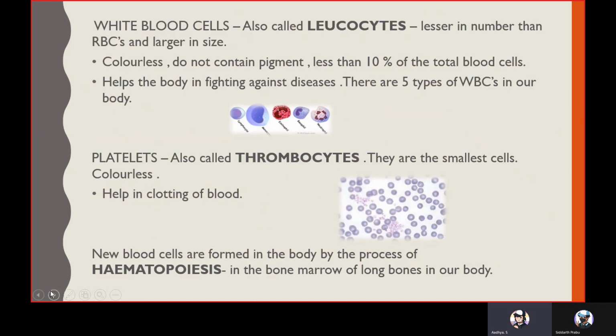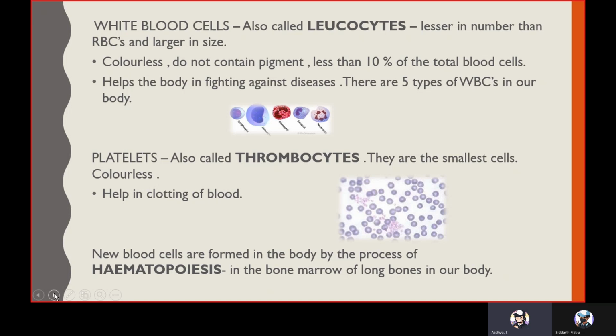White blood cells, also called leukocytes. They are lesser in number than the RBCs, and they are larger in size. They are colorless, do not contain pigment, and are less than 10% of the total blood cells. They help the body in fighting against diseases. There are 5 types of WBCs in our body.